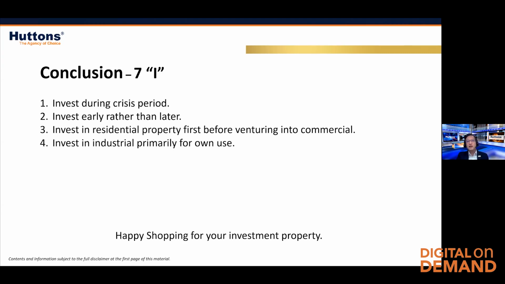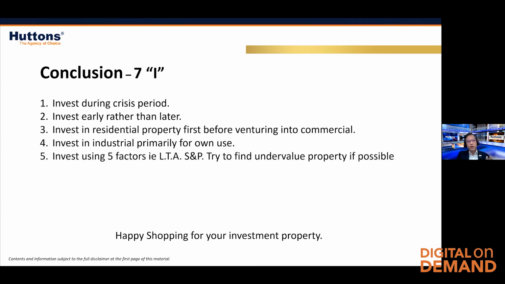Then you invest in industrial property primarily for your own use. Okay, so if you have a need for industrial space, go ahead and buy it. If you are an industrialist, go ahead and buy for your business purposes.